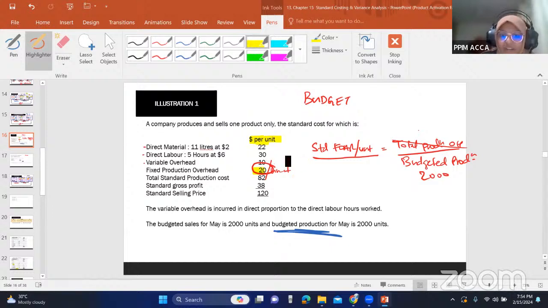If it was not given, like if they had given us that the budgeted production overheads is, let's say, 45,000, then you have to divide it by 2,000 and get the OAR. But here it was directly given.